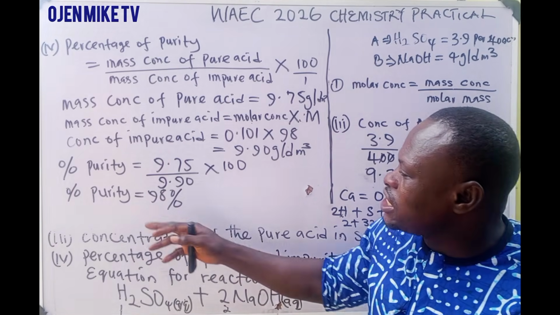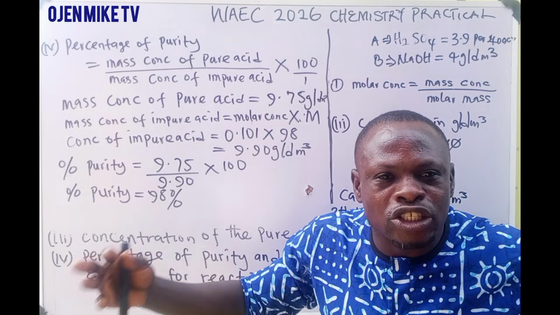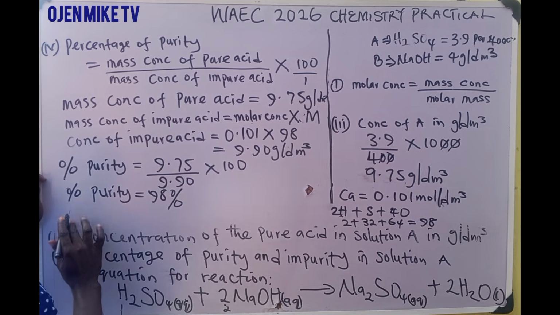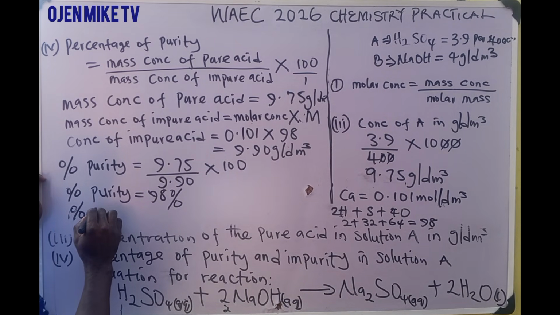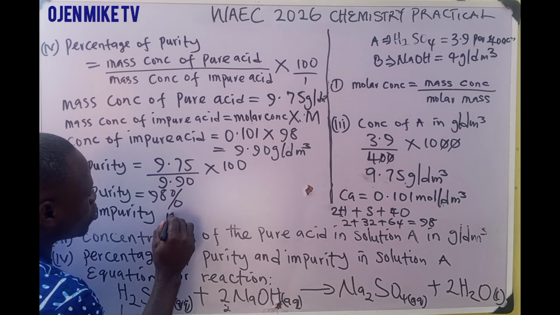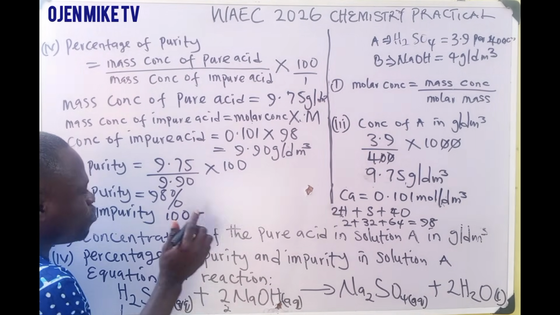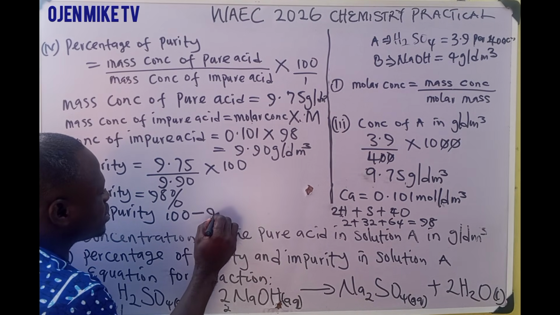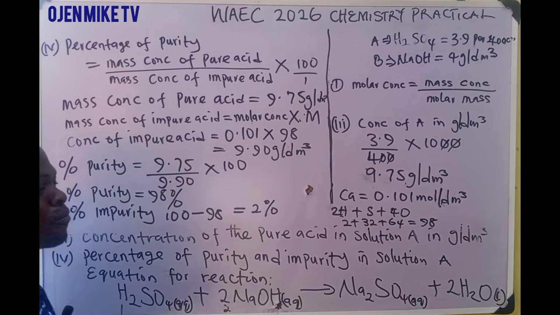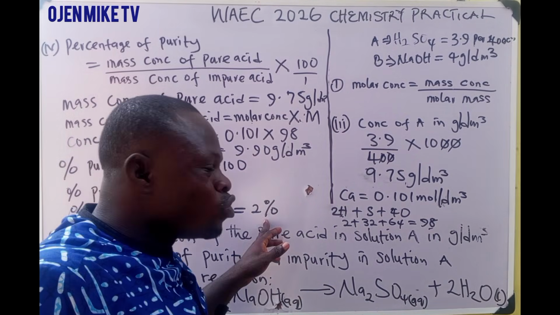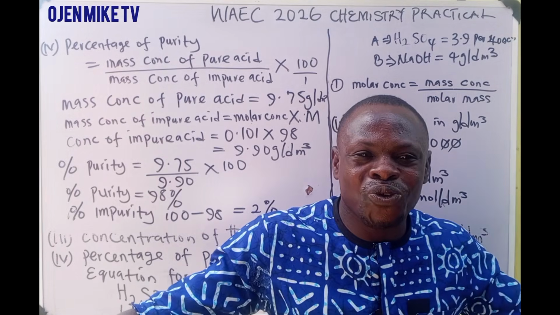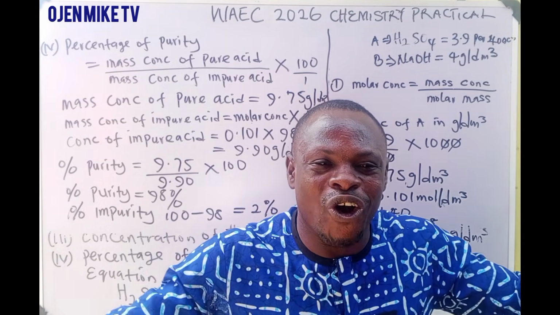Now, if you have gotten the percentage of purity, what is the percentage of impurity? Percentage of impurity is 100 minus what? What is the percentage of purity? Minus 98, which will give you 2%. Percentage of impurity is 2%, while percentage of purity is 98%. We have come to the end of our titration calculation.